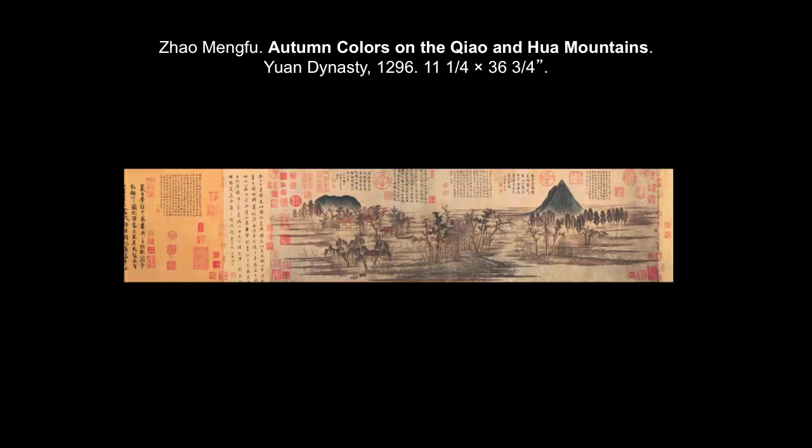This particular hand scroll was produced for a friend in the south of China, and it depicted the ancestral home of the friend. So again, we have this very personal subject matter that was produced by one friend for another. And this is very typical of literati painting as it develops in this period.